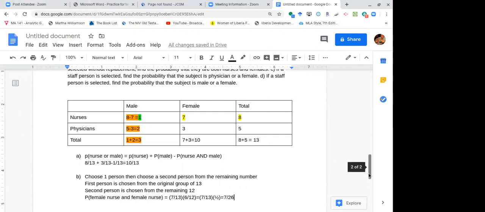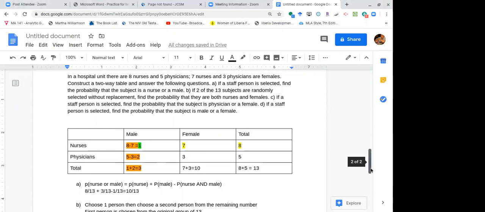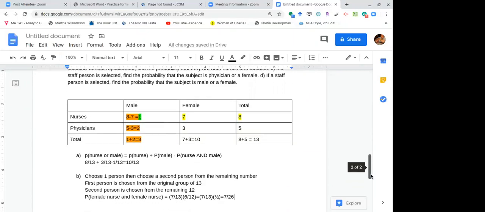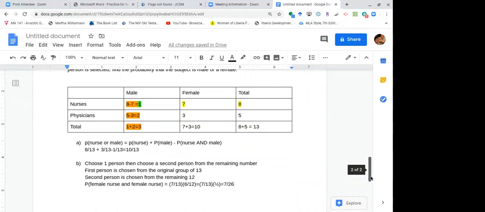Okay, part C. Part C is the same as part A, yes? If a staff person is selected, find the probability that the subject is a physician or female. Similar. You have to decide if they overlap, physicians and female, and they do, right? So you have to look at that term.